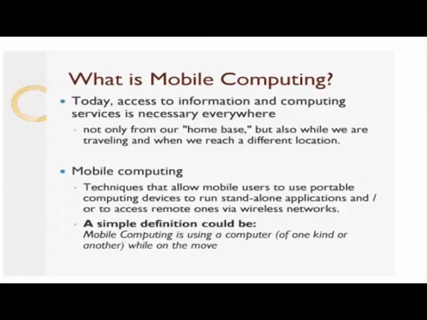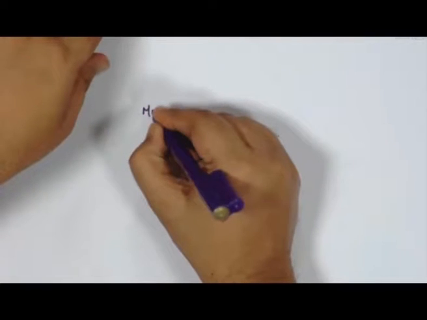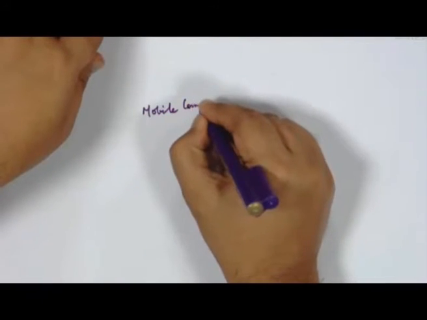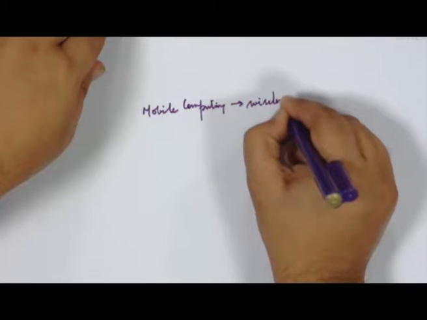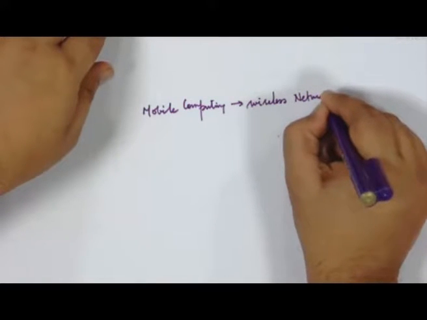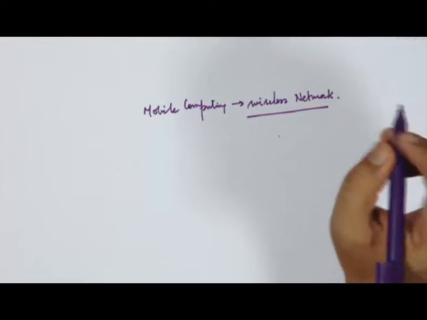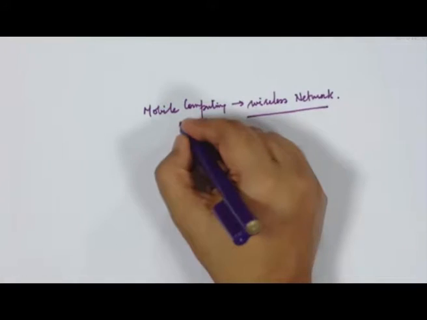So what is mobile computing? In a few words, techniques that allow mobile users to use portable computing devices to run standalone applications and or to access remote ones via wireless network. So with mobile computing, what is related is the wireless network. One important part of mobile computing is the wireless network.